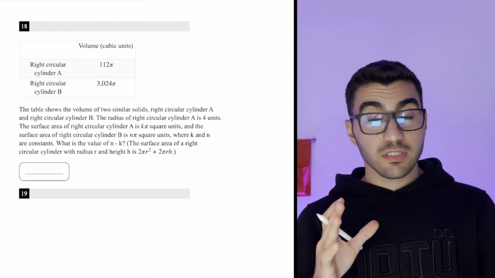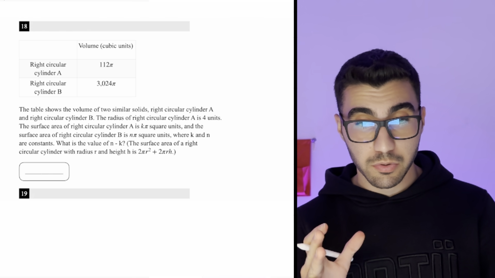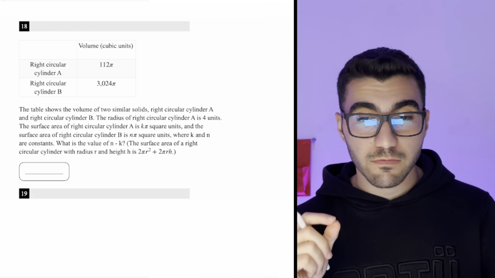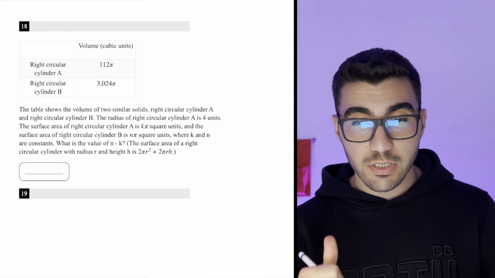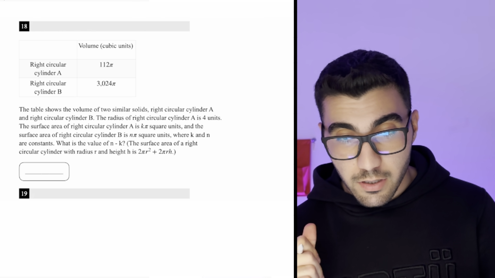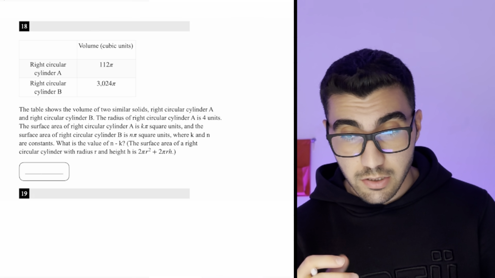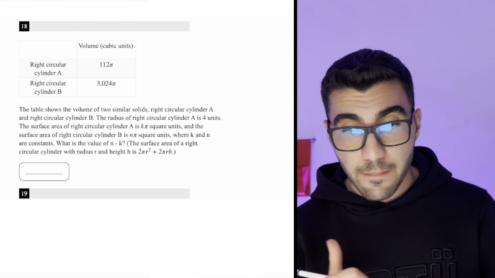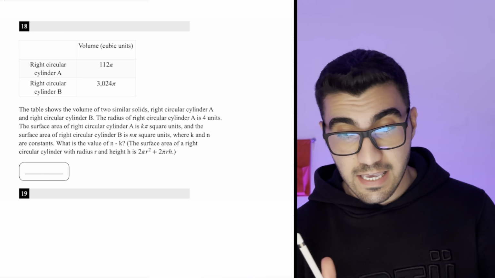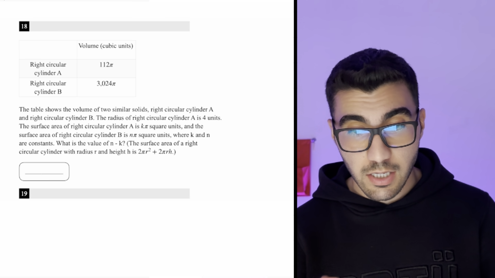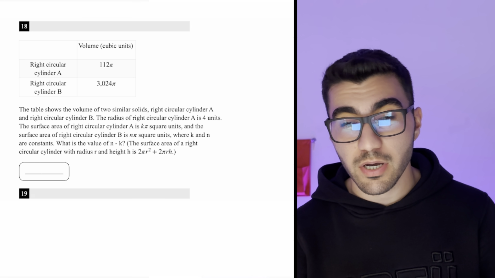Alright, this question is a very important question, very good question. Make sure you have the full attention here. The table shows the volume of two similar solids, right circular cylinder A and right circular cylinder B. So the radius of right circular cylinder A is 4 units. The surface area of the right circular cylinder A is kπ square units, and the surface area of B is nπ square units. K and n are constants. What is the value of n minus k?